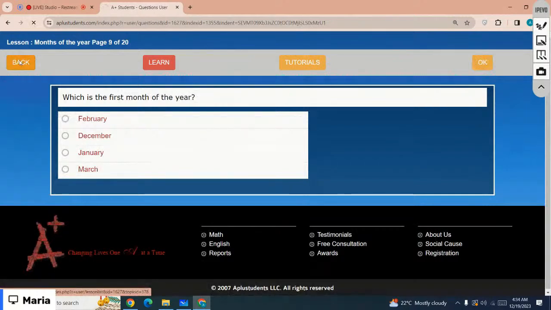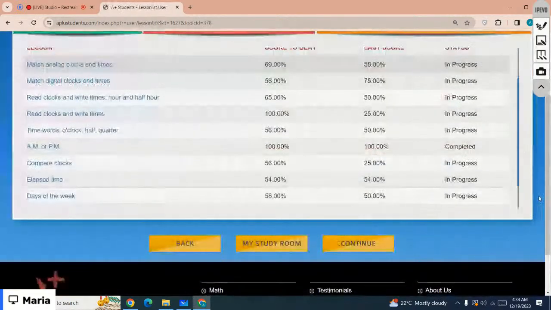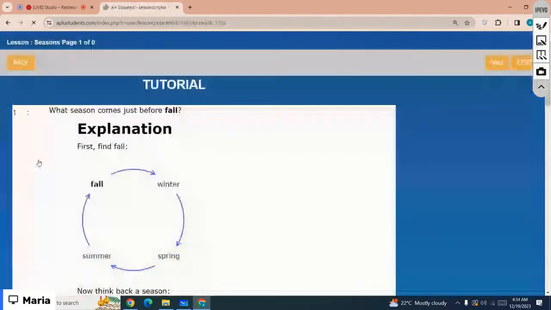The next one is seasons of the year. Okay, here is the chart for the seasons. You have winter, spring, summer, fall, right? So right after fall you have again winter. It is actually a cycle, right? That is the cycle for the seasons. You have winter, spring, summer, fall. Right after fall you have again winter, right?